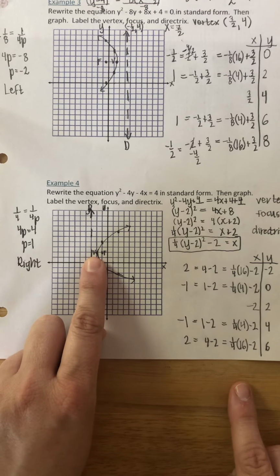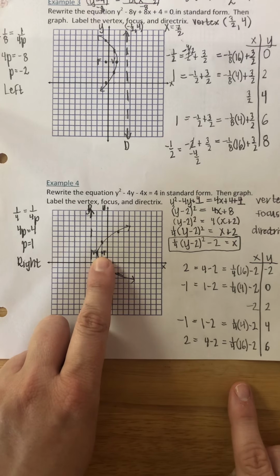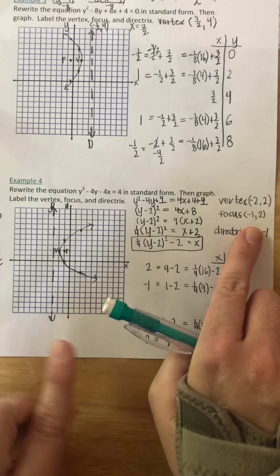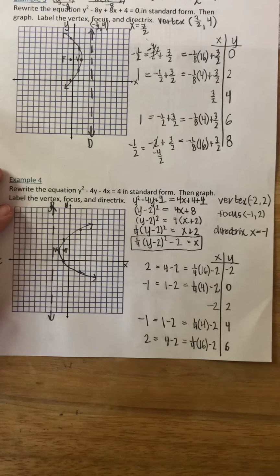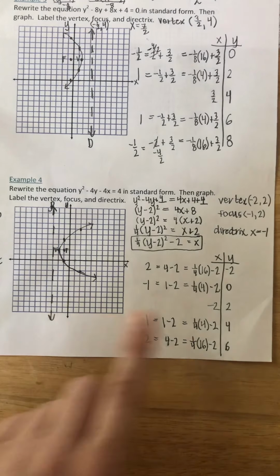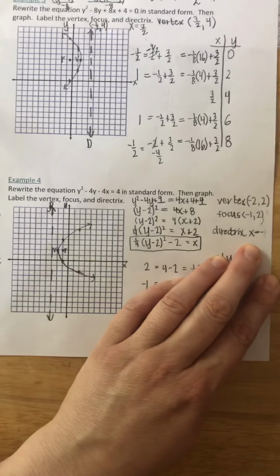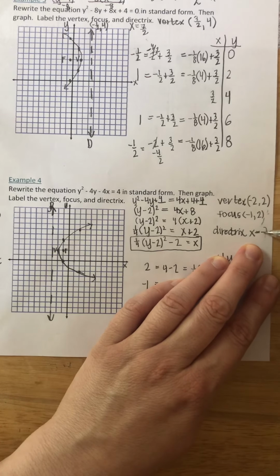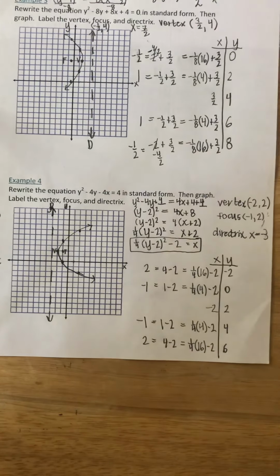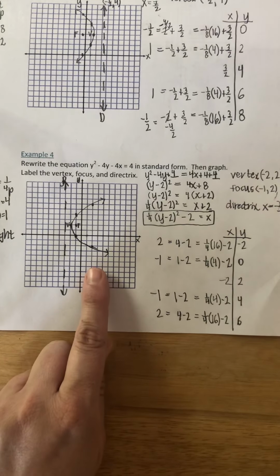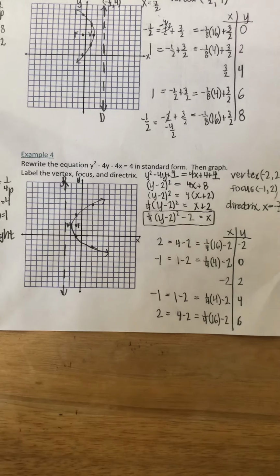So my vertex is here. I moved to the right 1 to find the focus, which gave me these coordinates. Then I moved to the left 1 to graph the directrix right here. So I have the equation x equals, whoa, definitely the wrong number, -3, not -1. And then I have my table of values right here and have graphed the parabola opening to the right. So hopefully you guys felt pretty confident with doing that as well.